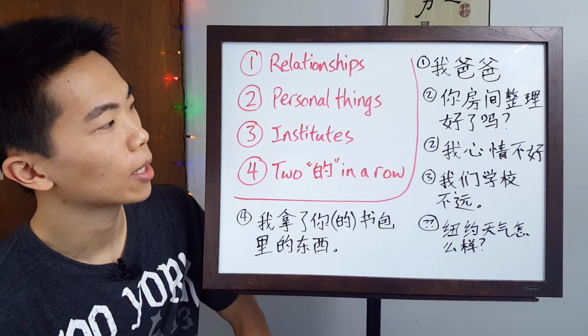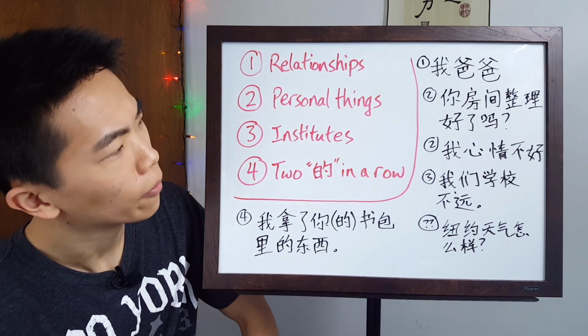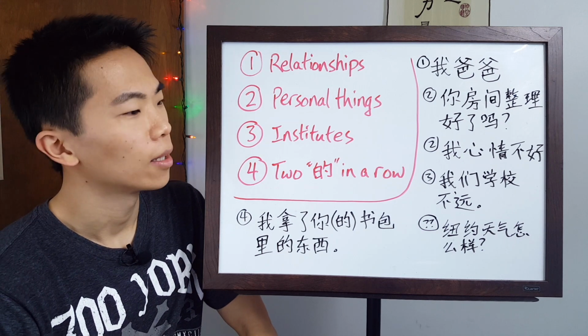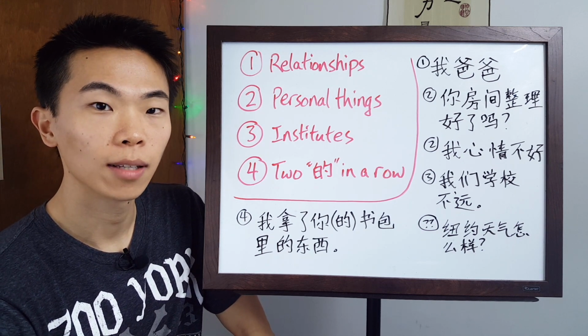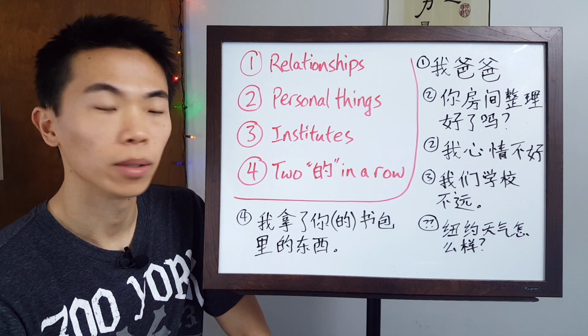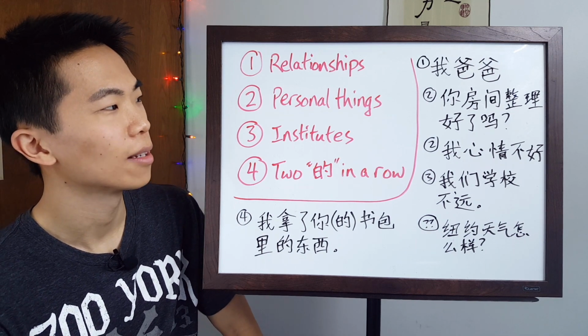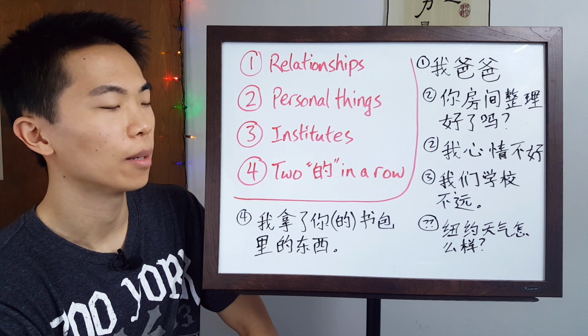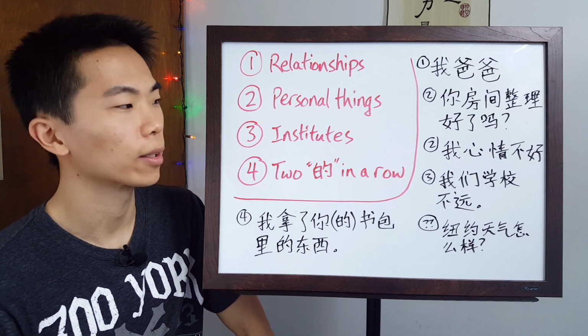So some examples I also wrote down. 你房间整理好了吗? Did you clean up your room? 你房间整理好了吗? So that's kind of like a personal thing, it's the space where you live in. You can also say 你的房间整理好了吗? And both of them would work.